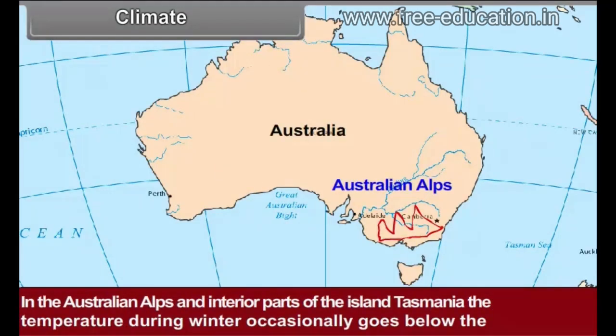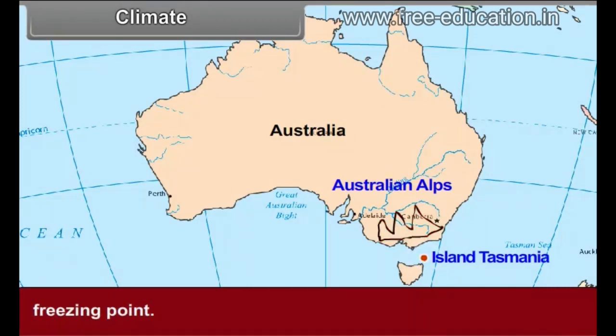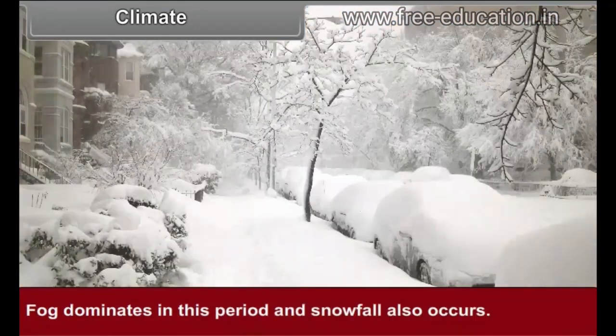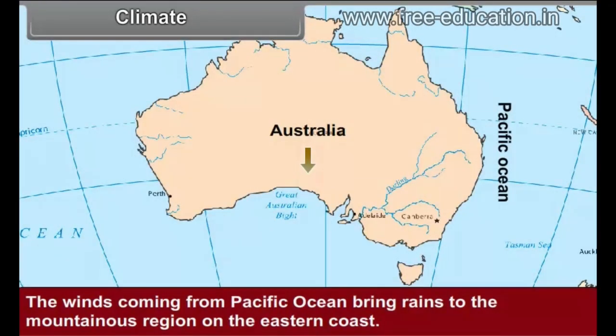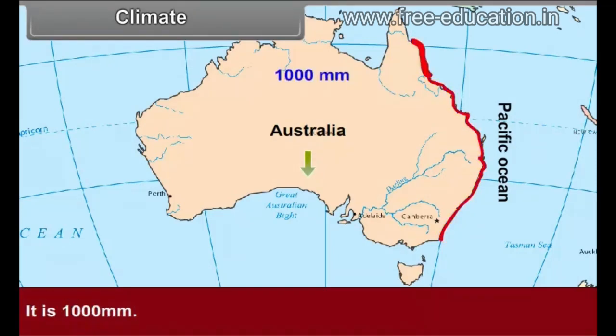In the Australian Alps and interior parts of the island Tasmania, the temperature during winter occasionally goes below the freezing point. Fog dominates in this period and snowfall also occurs. The winds coming from the Pacific Ocean bring rains to the mountainous region on the eastern coast. It is 1,000 millimeters.